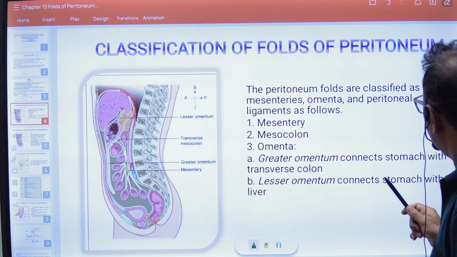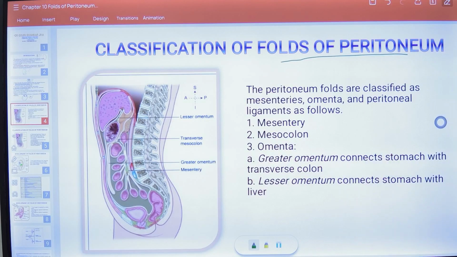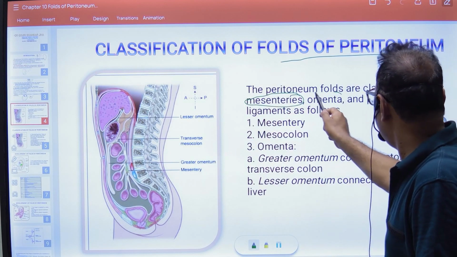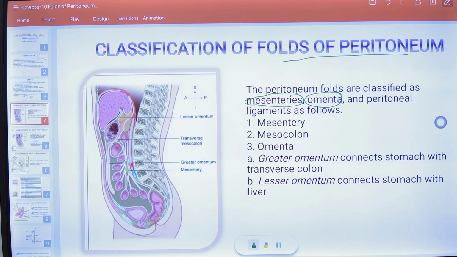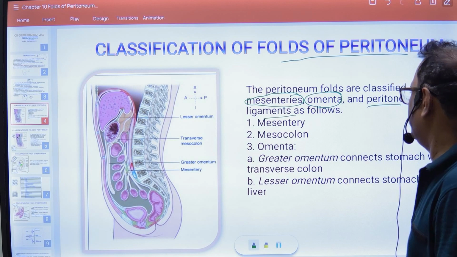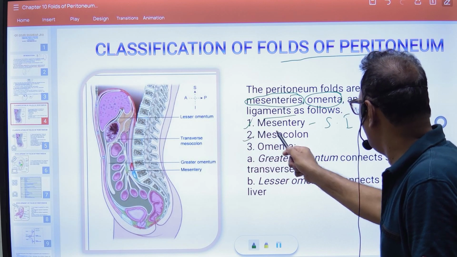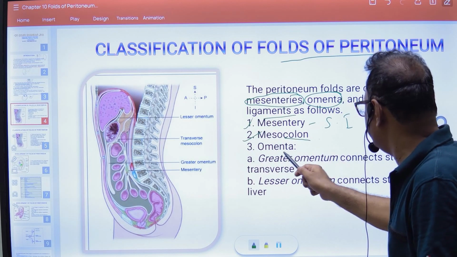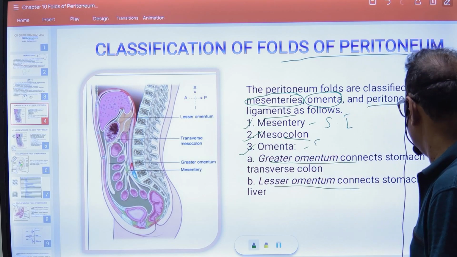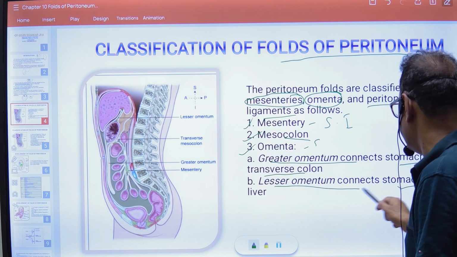So now the folds of the peritoneum can be classified by their work and where they are situated. If it is in the small intestine, it will be called mesentery. In the colon region, we have got the mesocolon. Around the stomach, we have got the greater and the lesser omentum, and peritoneal ligaments are also there. So the greater omentum connects the stomach with the transverse colon, and the lesser omentum connects the stomach to the liver.